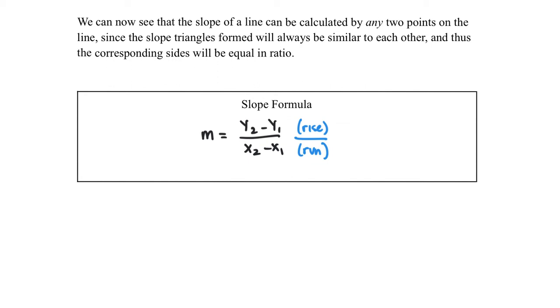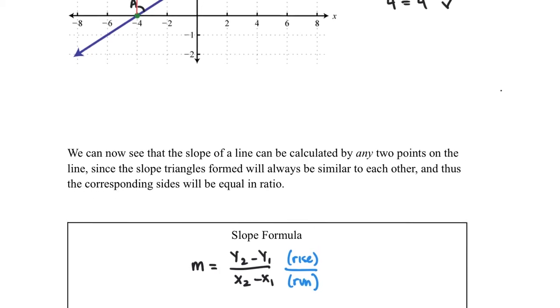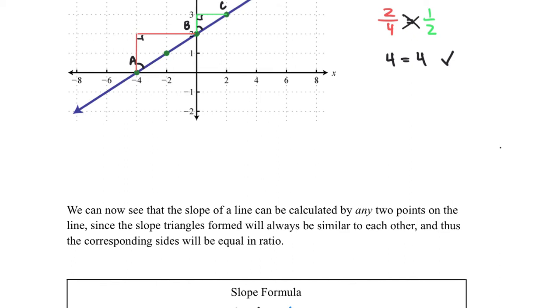So let's actually use this. Let's finish up this video by using this formula to calculate the slope from the line above. Let's do this one more time. This time I'm going to use A and C. The coordinates of A are -4, 0, and the coordinates of C are 2, 3. Okay, so let's calculate our slope using the formula.